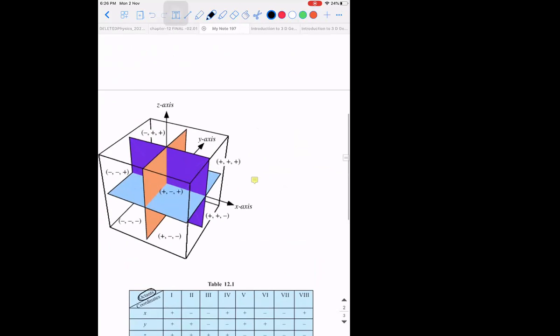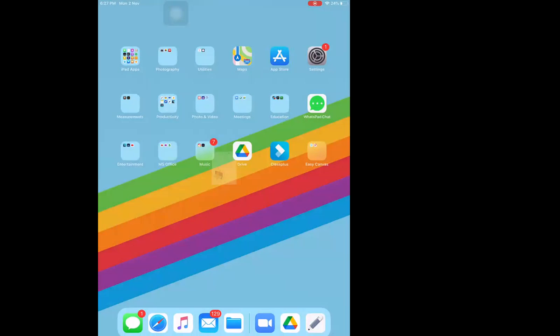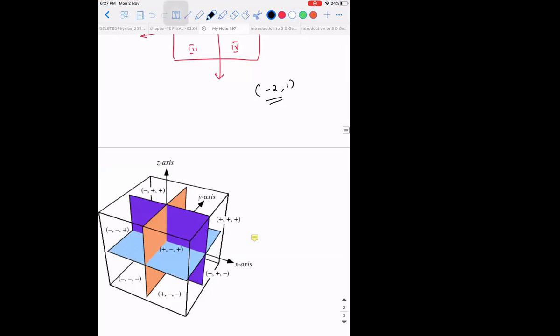So, for example, I will try to connect the dots. If I give you a point -2, 1, you will say which quadrant it is. What is so tough about it? -2, 1, which quadrant is it? Second quadrant. How did you find it as second quadrant? Because x is negative. Yeah, so you found.